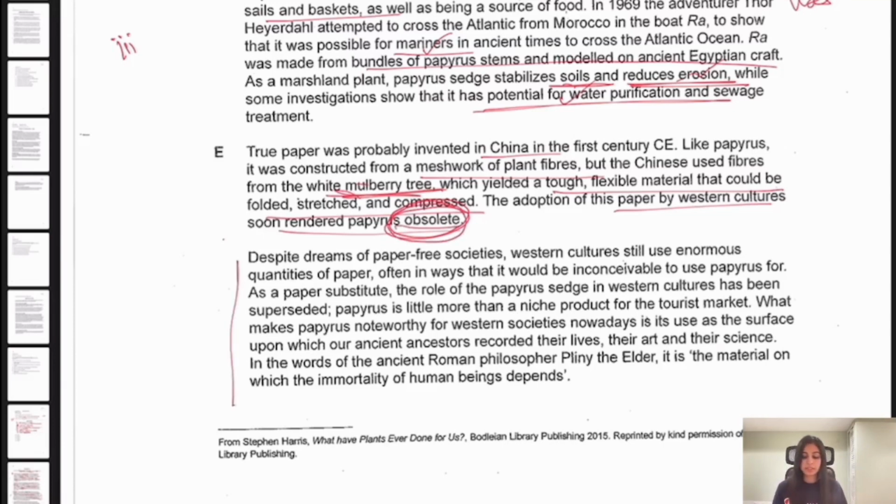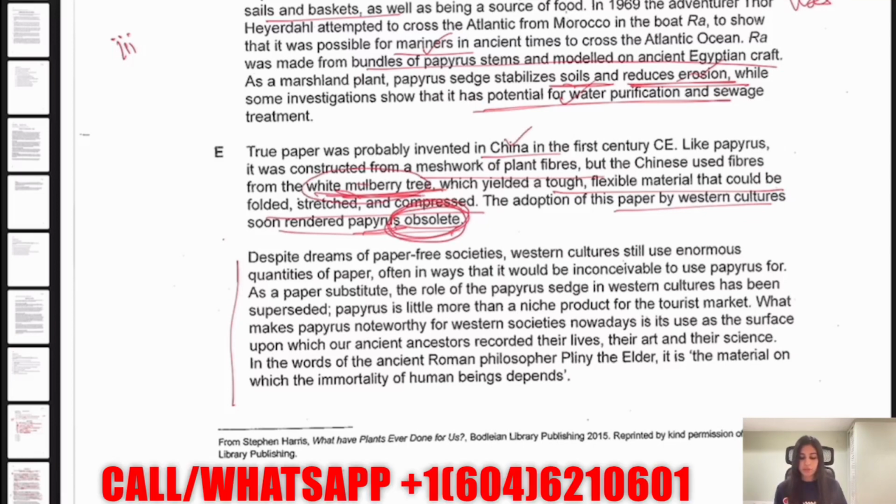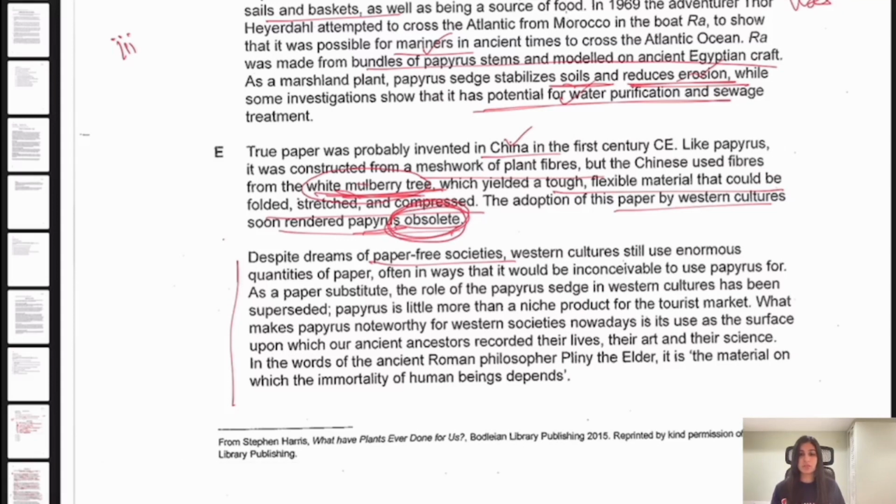So obsolete basically means redundant, useless now. Why? Because papyrus was replaced by the white mulberry tree by the Chinese. So, despite dreams of paper-free societies, Western culture still uses enormous quantities of paper, often in ways that it is inconceivable to use papyrus for.